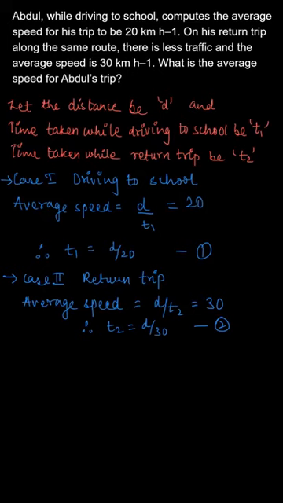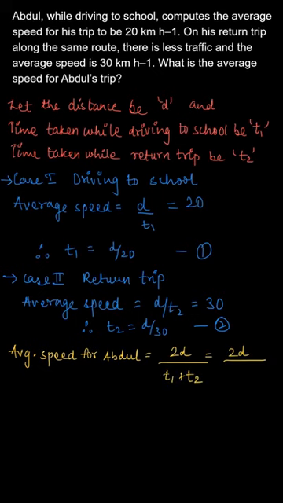Now, to find the average speed for Abdul, we need to find the total distance traveled upon total time taken. The total distance traveled by Abdul is d plus d, that is, the journey to the school and back on his return journey, and the time taken will be t1 plus t2. So your total average speed will be equal to 2d upon t1 plus t2.